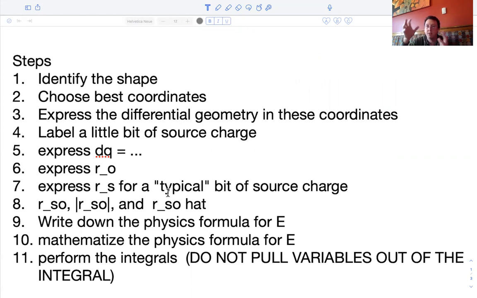Then after you choose coordinates based on the shape, we want to express the differential geometry, I mean figure out how to write dl or ds for arc length, dA for areas, or dV for volumes, although we're not going to do one of those today. Then use the appropriate type of density. If it's a 1D shape, use lambda for linear density. If it's a 2D shape, use sigma for surface charge density. If it's a 3D shape, use rho for volume density. Then combine those with the differentials to get dq.